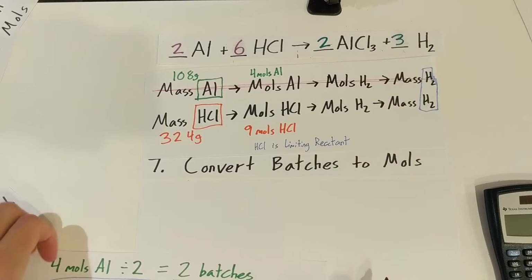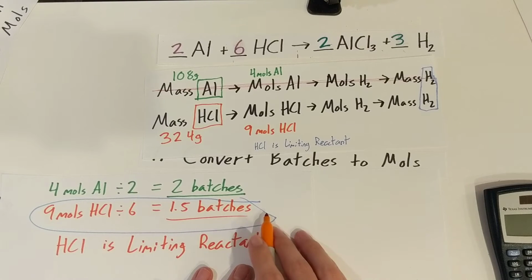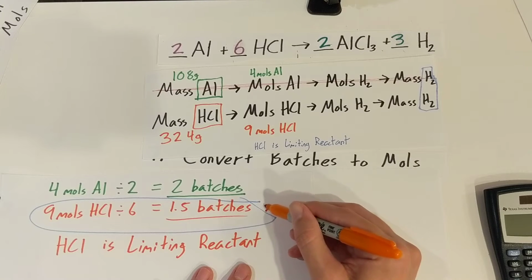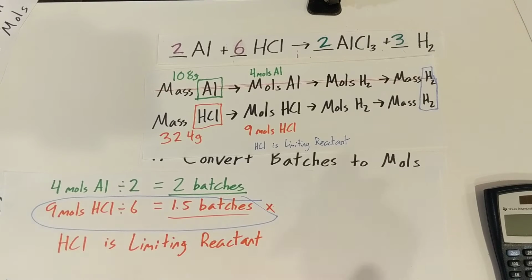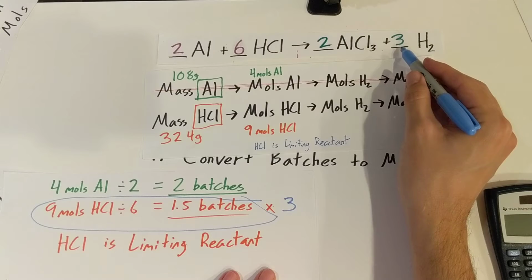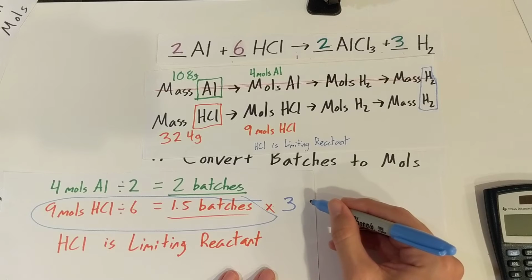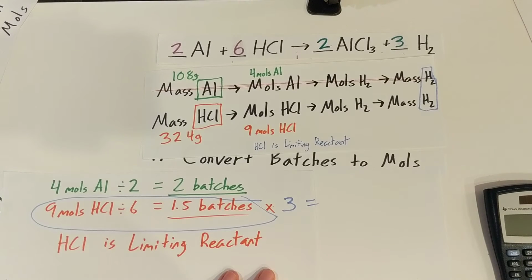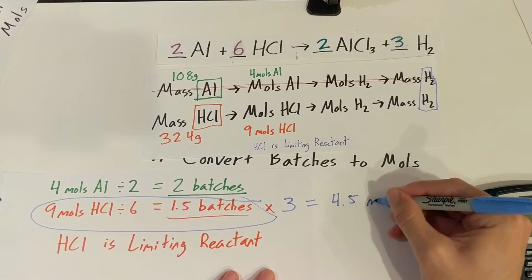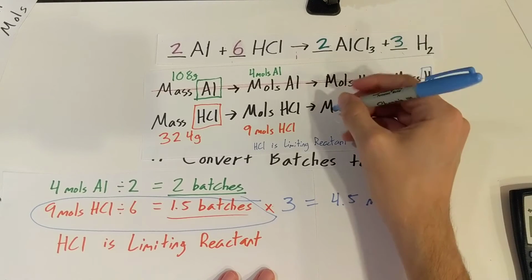And we've just, I guess I'll leave this right here. And we'll keep going. We got 1.5 batches. I'm going to multiply 1.5 times 3 because of my coefficient right here in front of H2. And that will give me 4.5 moles of H2. And I could write that in right here.